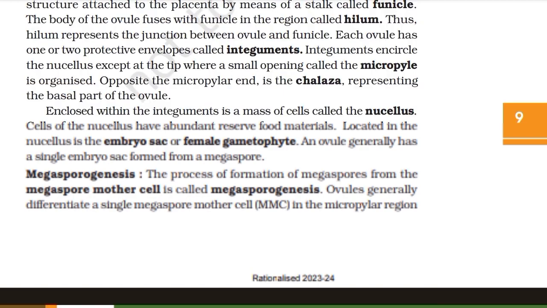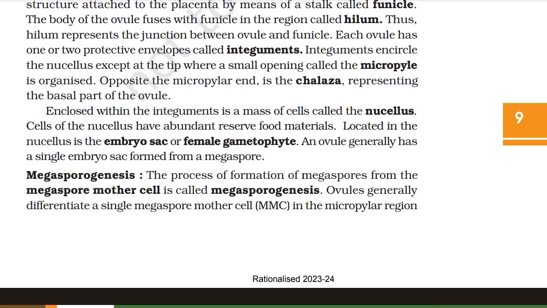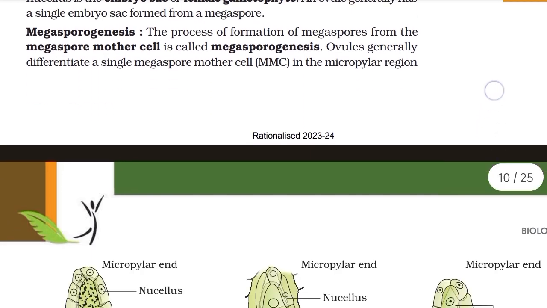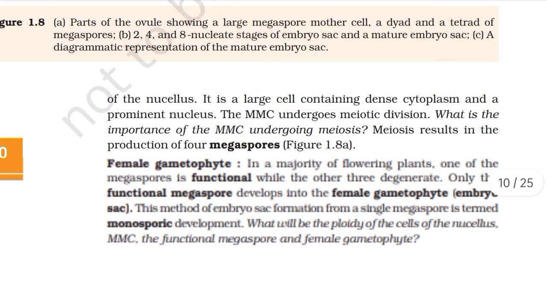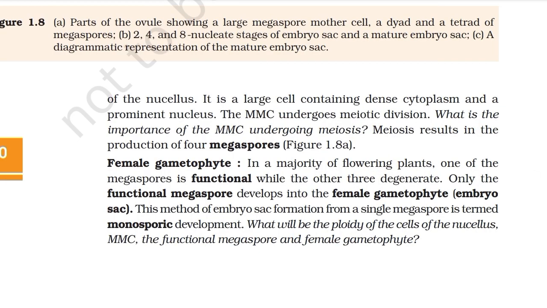Megasporogenesis. The process of formation of megaspores from the megaspore mother cell is called megasporogenesis. Ovules generally differentiate a single megaspore mother cell or MMC in the micropylar region of the nucellus. It is a large cell containing dense cytoplasm and a prominent nucleus. The MMC undergoes meiotic division. What is the importance of MMC undergoing meiosis? Meiosis results in production of 4 megaspores.